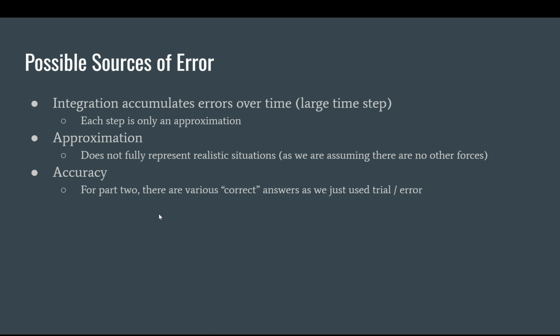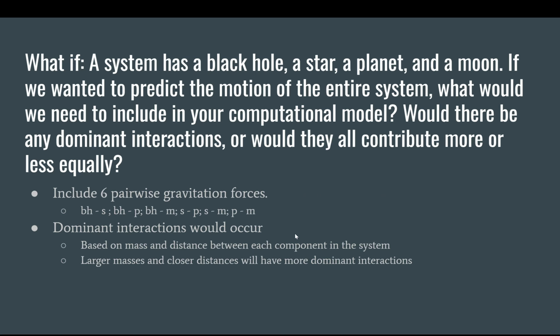Possible sources of error in this lab. Well, our integration can accumulate errors over time since we have a larger time step, meaning each step is only an approximation, and that approximation does not fully represent realistic situations as we are assuming there are no other forces, right? And that approximation also shows that our accuracy can diminish. Especially for part 2, there are various correct answers as we just use trial and error to find an initial velocity.